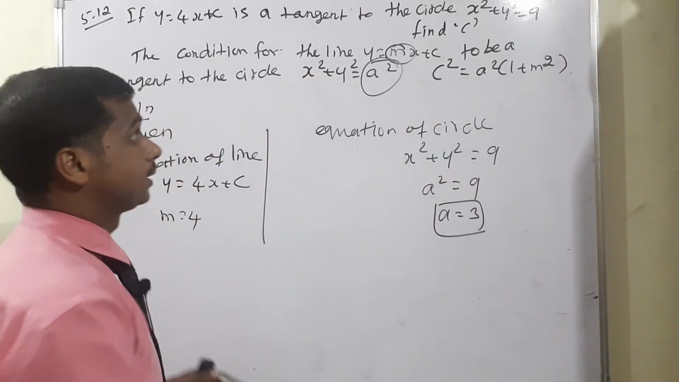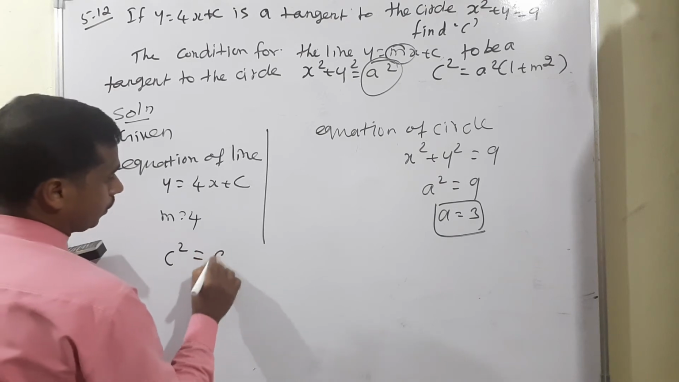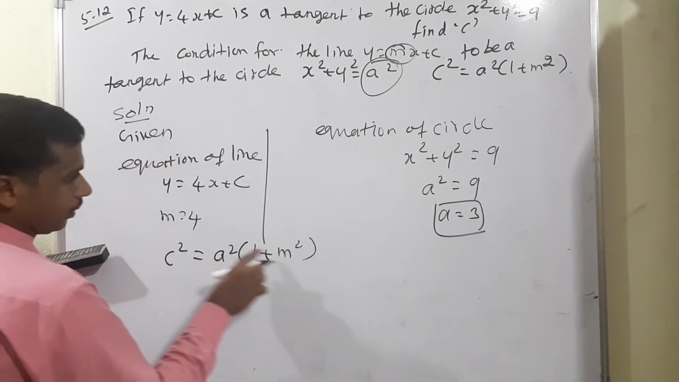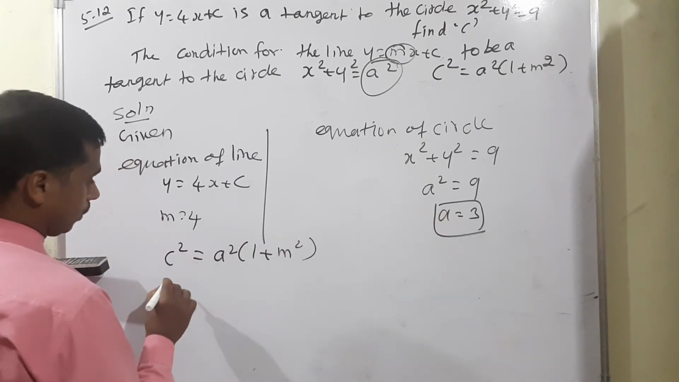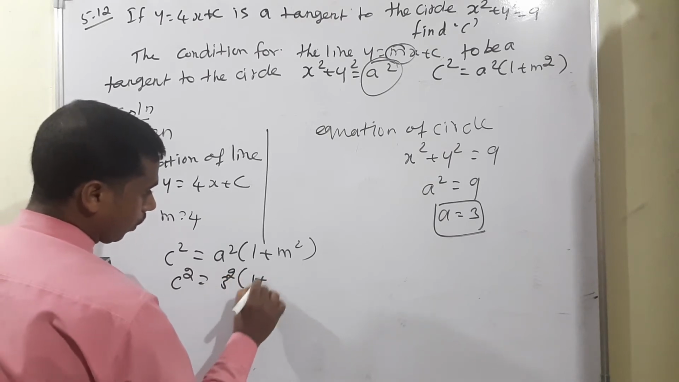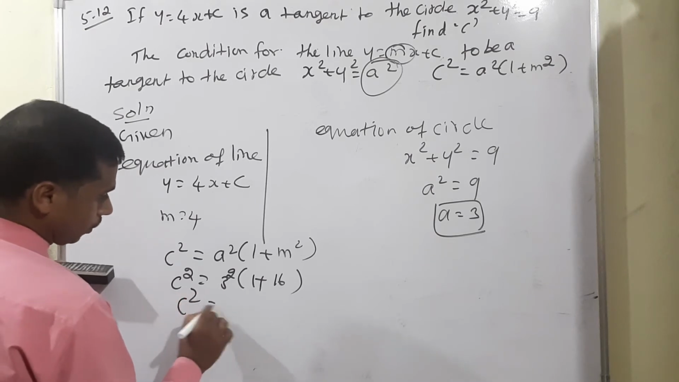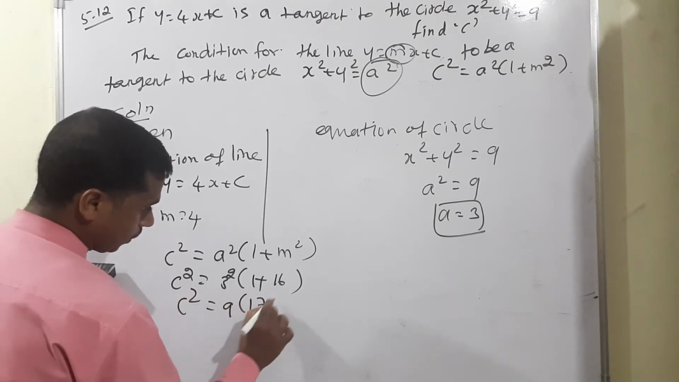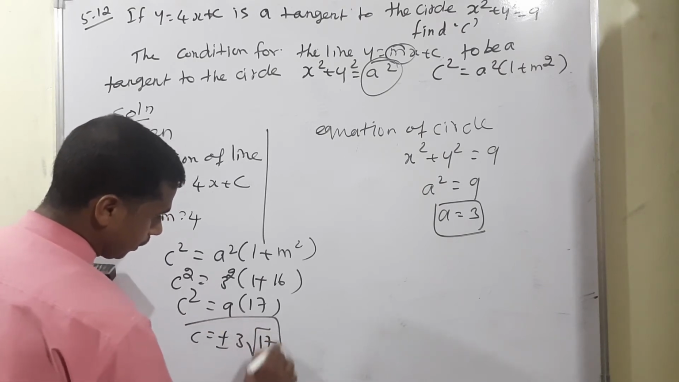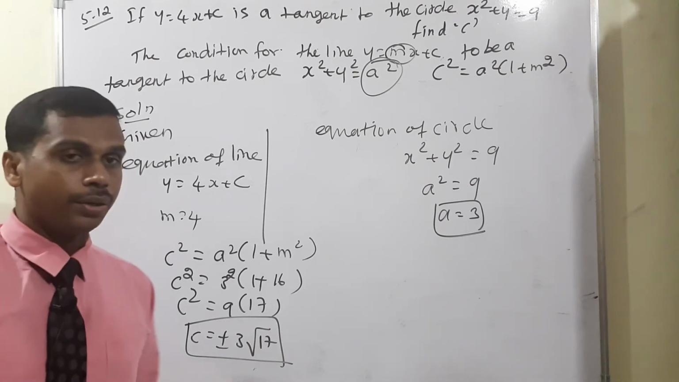Then how to find out c square? We need actually c. First we have to apply c square is equal to, what is the formula? a square of 1 plus m square. So m already we know, a also we found, a is equal to 3. Therefore c square is equal to a value 3 square, 1 plus m square means 1 plus 4 square. 4 square means value will be 16. Therefore c square means 9 into 17. Therefore c is equal to plus or minus 3 square root of 17. This is required answer for example 5.12. Okay, I will continue the next example.